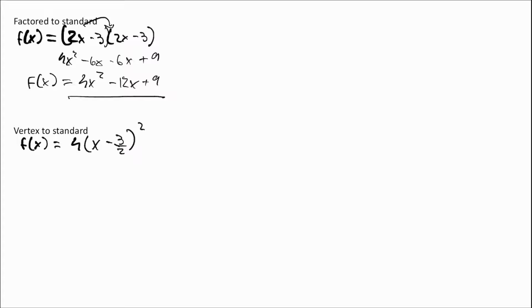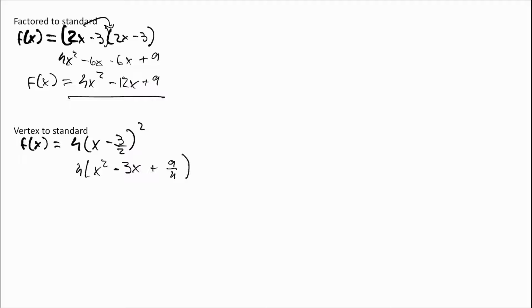Now, vertex to standard. Let's do this. So once again, expand. So 4 times x minus 3 over 2 squared will get me 4x squared minus 3x plus 9 over 4.